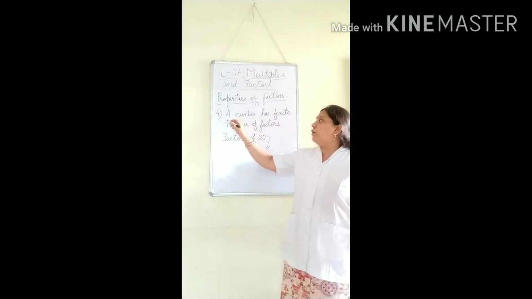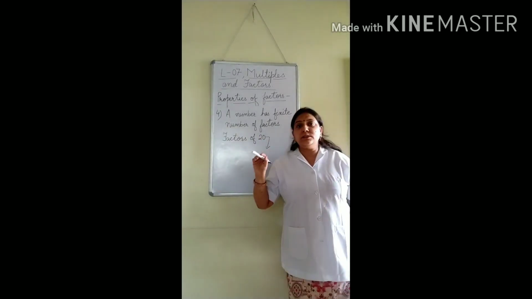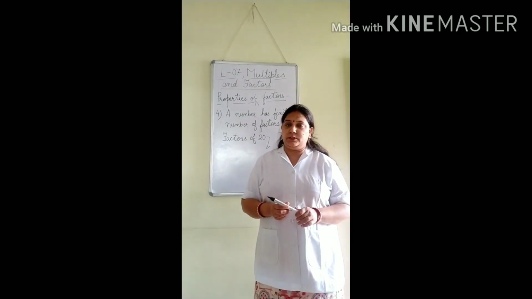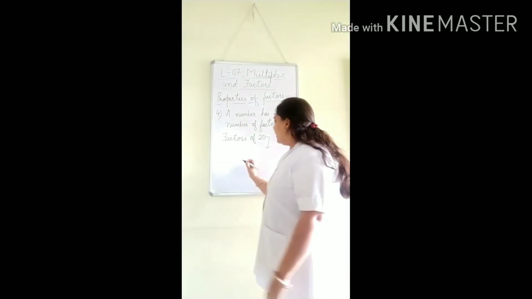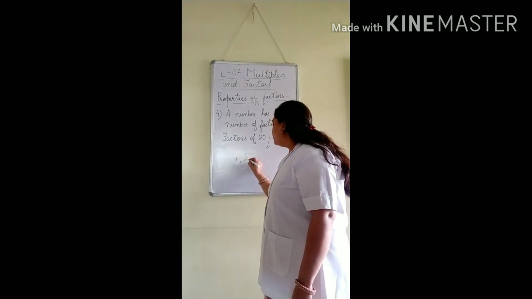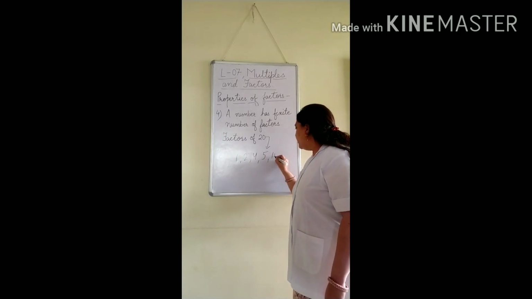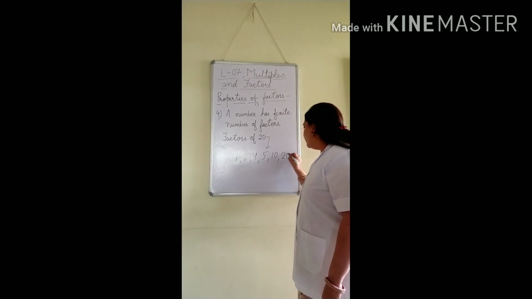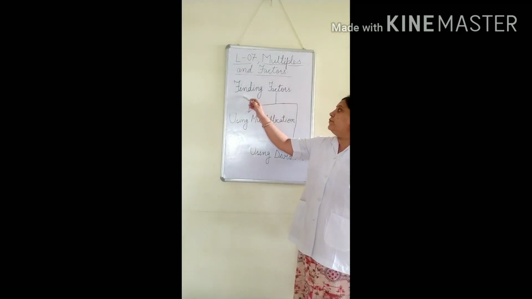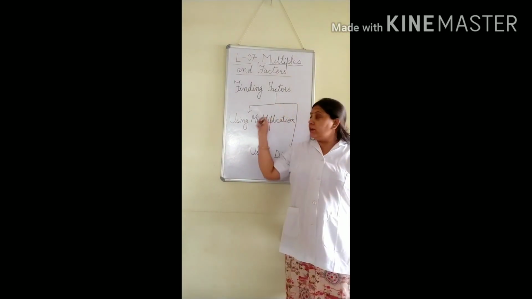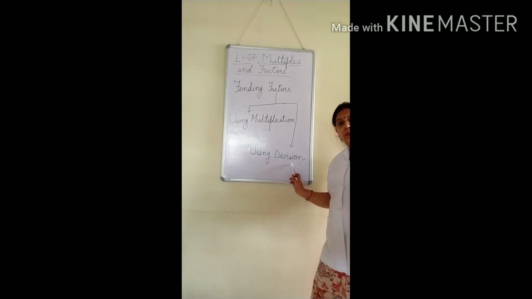The fourth property of factors is that a number has a finite number of factors. That means a number has a limited number of factors. We see it by an example. Factors of 20 are 1, 2, 4, 5, 10 and 20. We can't write more factors than that. We can find factors in two ways. The first one is using multiplication and the second one is using division.